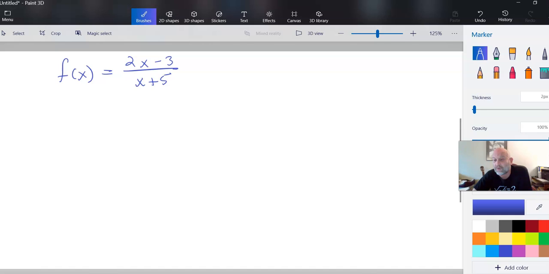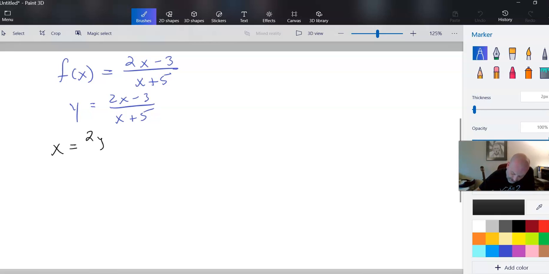Okay, so the first problem we run into is that when we swap x and y here, I end up with y in more than one place, right? So here, if I swap x and y, what I end up with is x is equal to 2y minus 3 over y plus 5, right? And we need to solve that for y.